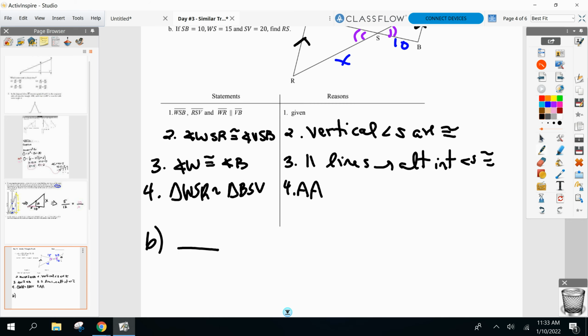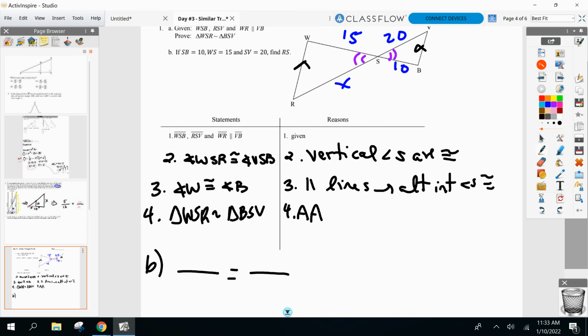So what do all the sides match up with? What's the 15 match up with? What's the X match up with? Oh wait, never mind. Oh yeah, so I was right at the very start.